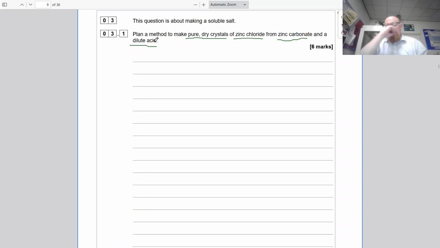Now, I've had a number of people answer this question, and one of the things is they don't name that acid. You have to name that acid. You're trying to make zinc chloride. So we know zinc carbonate is going to be the source of the zinc, but which acid are we going to use? We're going to have to use hydrochloric acid.